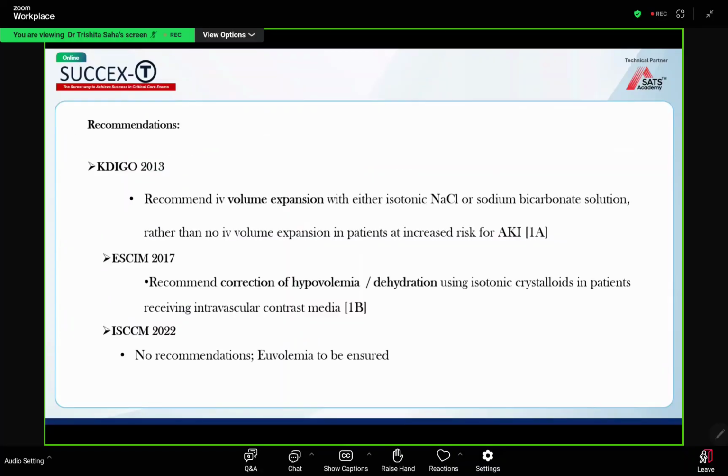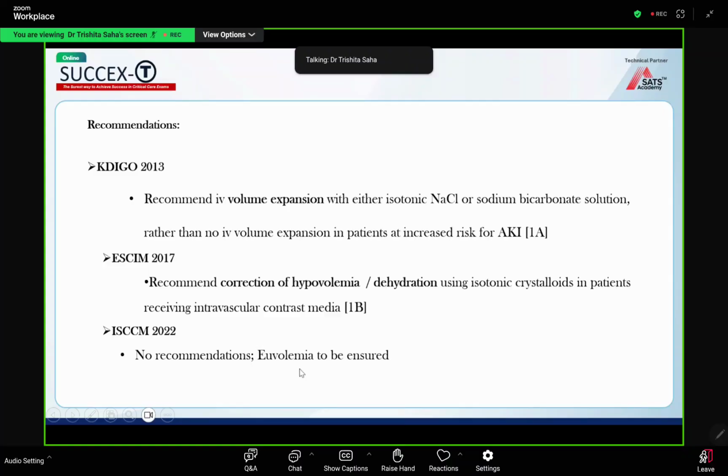So the recommendation is the KDIGO recommends IV volume expansion with either isotonic normal saline or sodium bicarbonate rather than no IV volume expansion in patients at increased risk. The ESUR CIN guidelines 2017 recommend correction of hypovolemia and dehydration using isotonic crystalloid in patients receiving intravascular contrast media. Our ICCM guidelines made no recommendation in this regard.